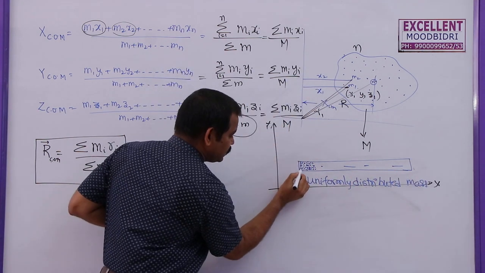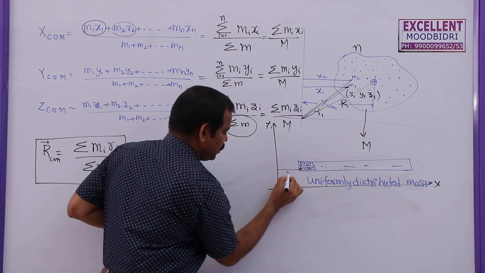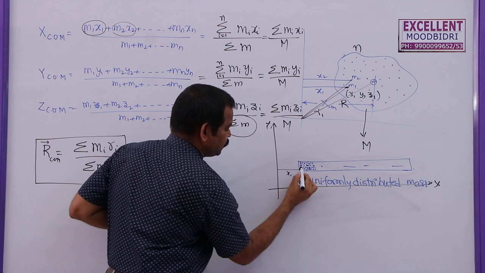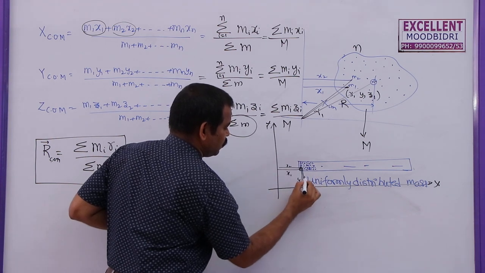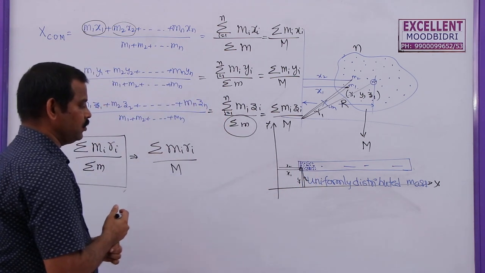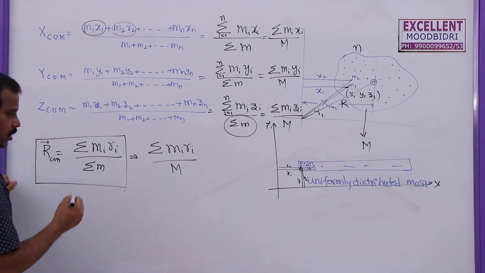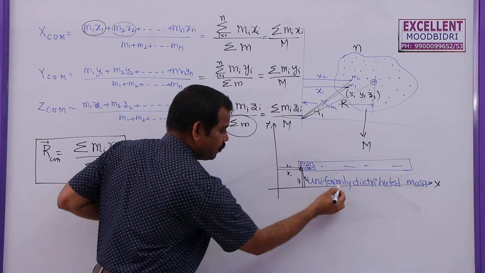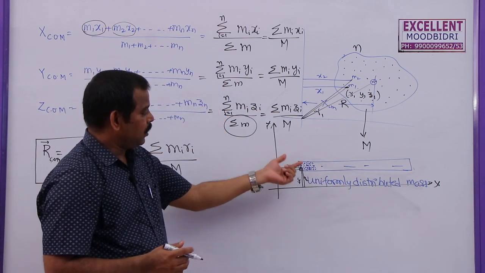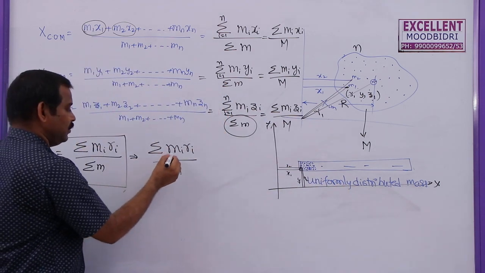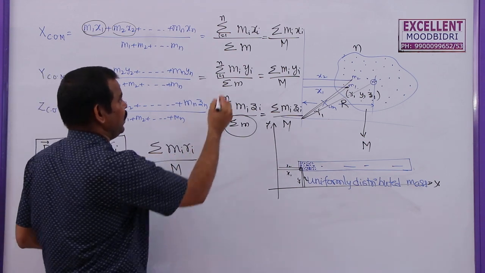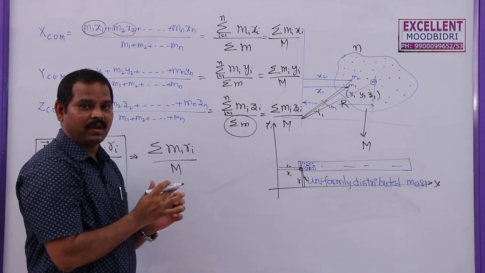Now, for this particle, this is x1 and this is y1. For the next particle, this will be x2 and y2, and so on, it will continue. So then, what can we write? As it is uniformly distributed mass, if you want to add all these masses into distance, that is the moment of masses, and adding all these is a very big process.